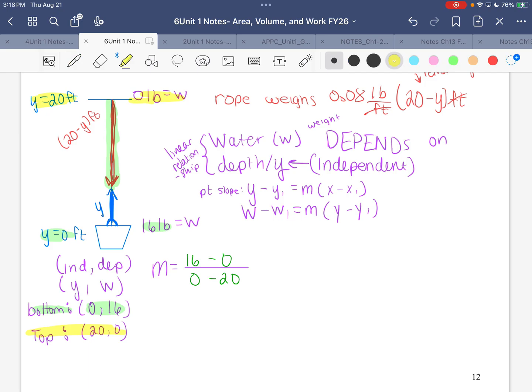Let's match our highlighter here. Just make sure that the ordered pairs are stacked on top of each other. And this would simplify to be 16 over negative 20, or negative 4/5. So that is my slope.